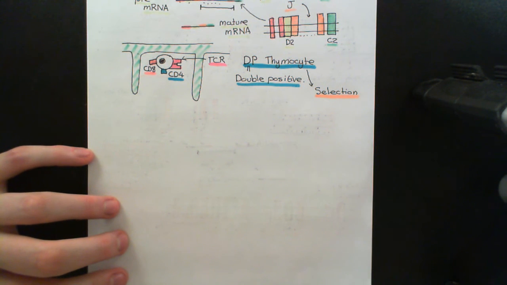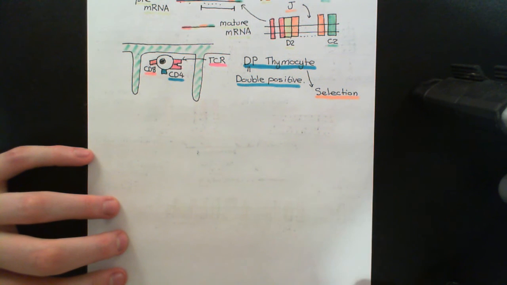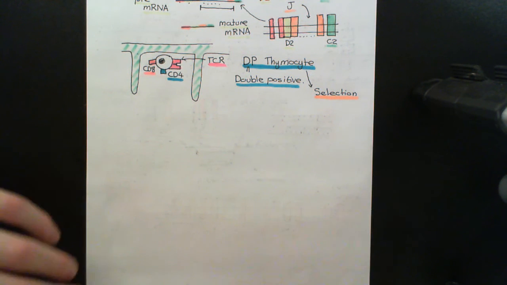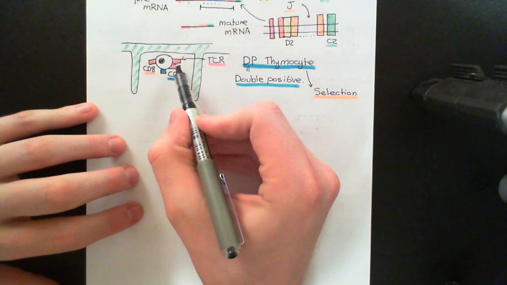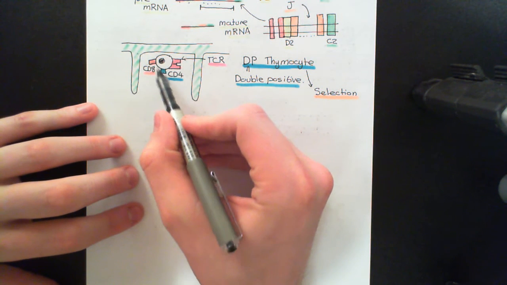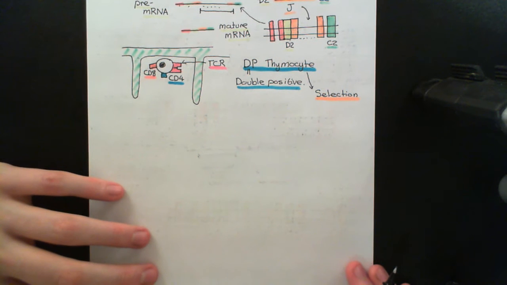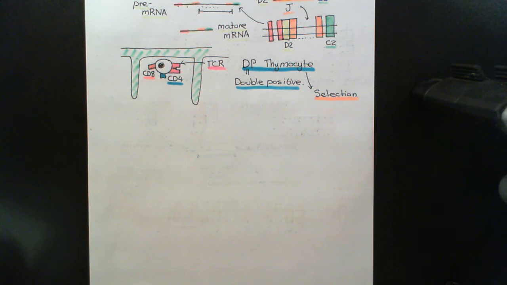Okay, so what's now going to happen after this process of becoming a double positive thymocyte is a selection process. Now, before I actually begin discussing this selection process, let me just motivate the selection process by talking a little bit more about what is actually going to be the purpose of this T-cell receptor and what is going to be the purpose of the CD4 and CD8 molecules. Okay, and then I'll actually describe the selection process. Okay, so let's begin with what is the purpose of the T-cell receptor.